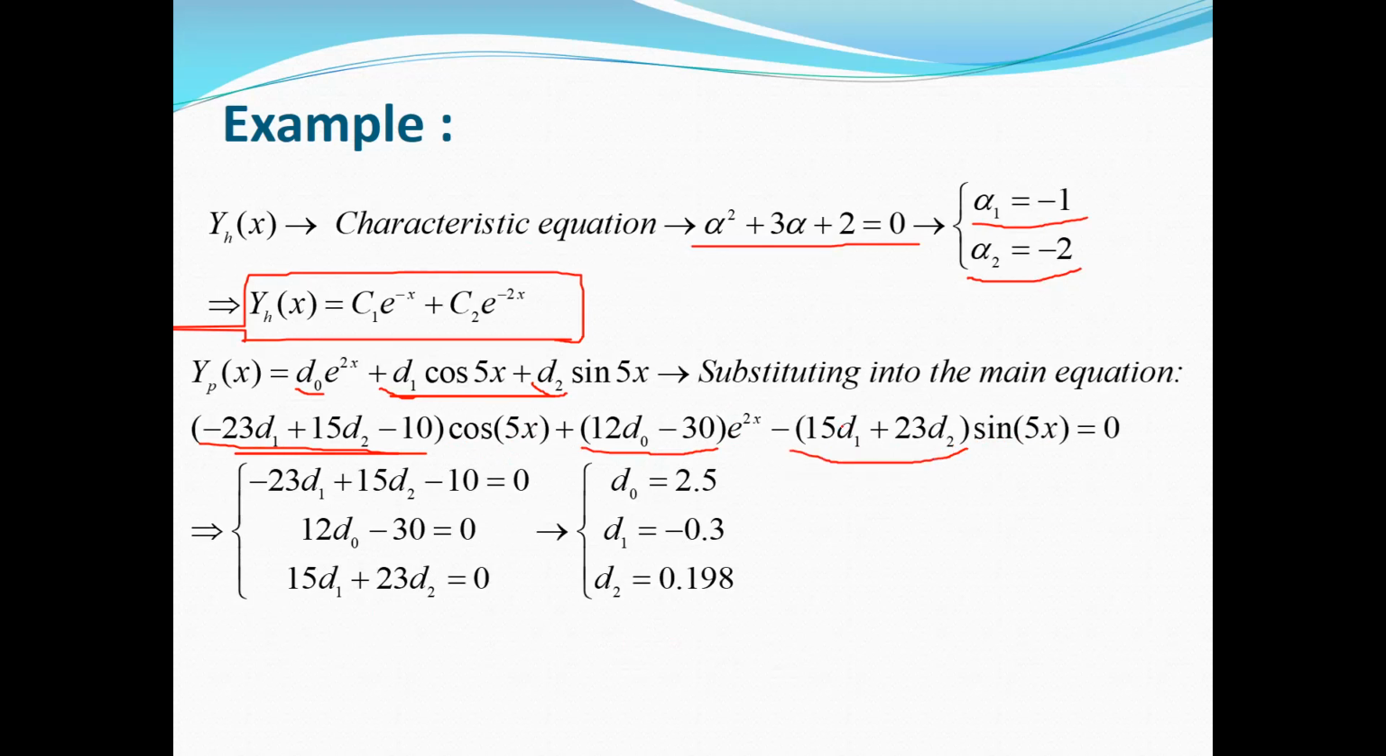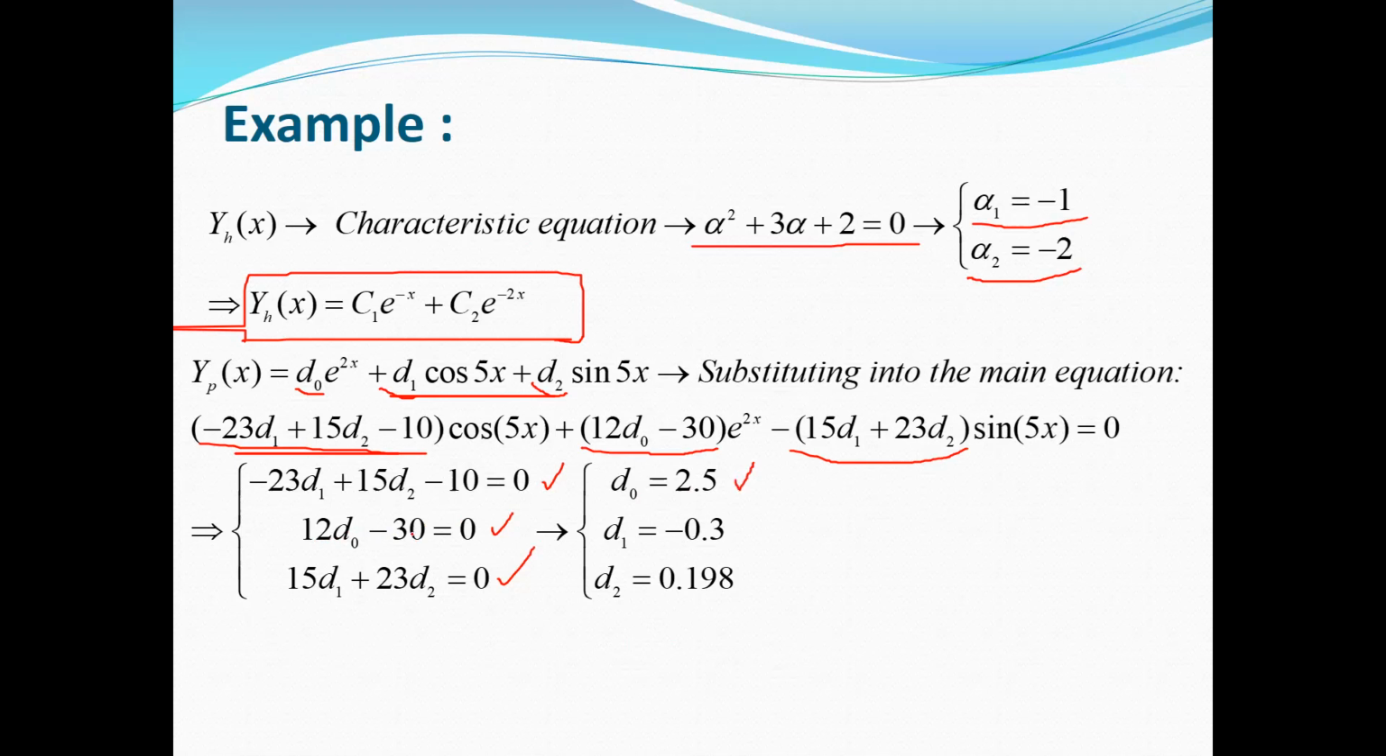Now we can solve these three equations for three unknowns d0, d1, and d2. We have three equations. Here you can see equations 1, 2, and 3. From the second equation, you can easily obtain that d0 is equal to 30 divided by 12. So this is d0.